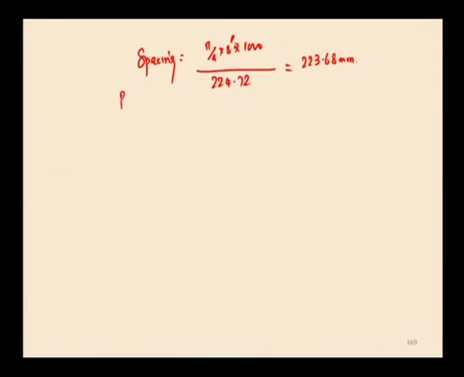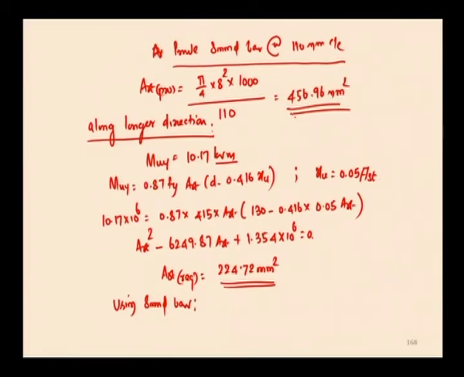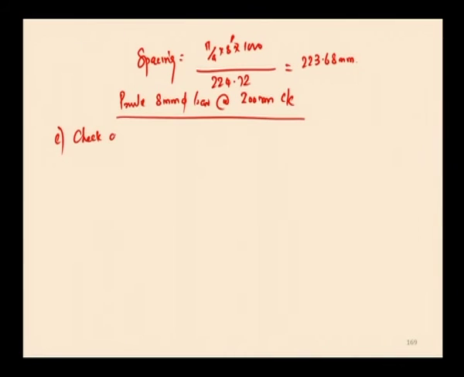Now, here I am providing 8 mm diameter bar at 200 mm center to center along the y direction. So, along the x direction it is 8 mm diameter bar at 110 mm center to center, and along the y direction it is 200 mm center to center. Now, finally, we need to check the depth of the slab against deflection.